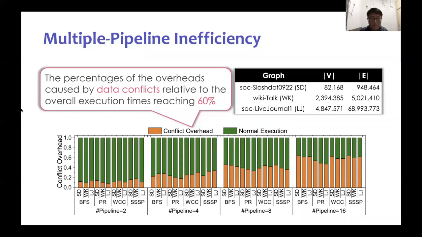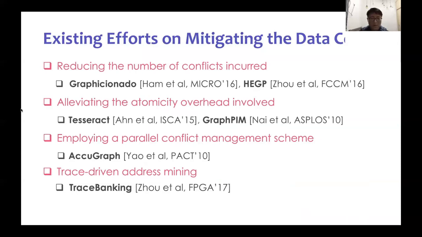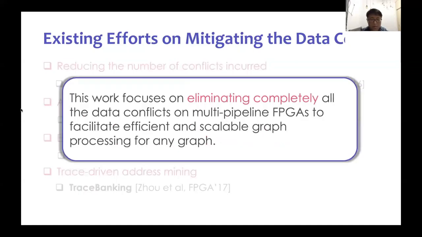There have been several works on mitigating the performance overhead caused by data conflicts in FPGAs by reducing the number of conflicts, alleviating the atomicity overhead, and employing a parallel conflict management scheme. In addition, tree banking predicts the inter-pipeline data conflicts through a tree-driven address mining algorithm. In contrast, this paper focuses on eliminating completely all the data conflicts on multi-pipeline FPGAs to ensure efficient and scalable graph processing for any graphs.